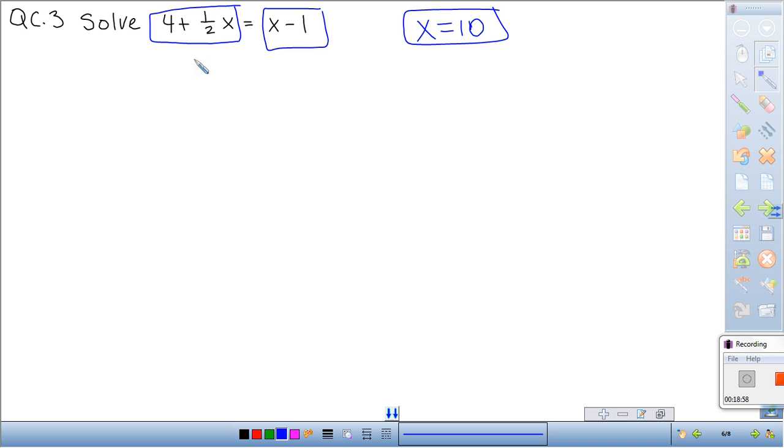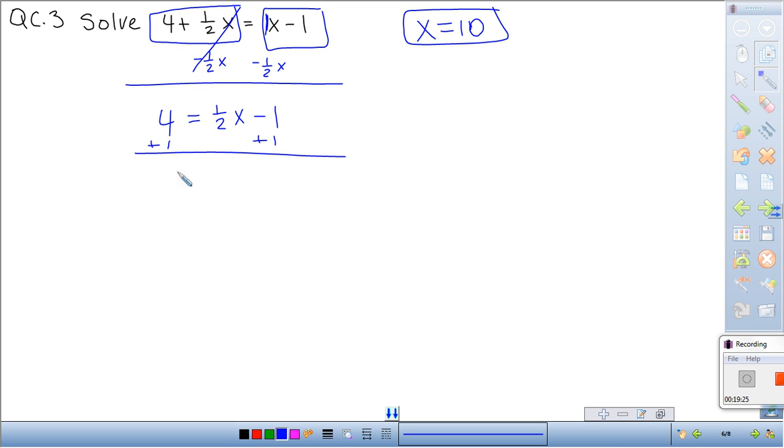So this is the smaller one, so I'll subtract 1/2 x from both sides. Bring down your 4. These cancel. Equal. This is, again, a 1x. So 1 minus 1/2 leaves us with just 1/2 x minus 1. And then we need to add 1 to both sides. So 4 plus 1 is 5 equals, bring down your 1/2 x. Negative 1 plus 1 cancels.